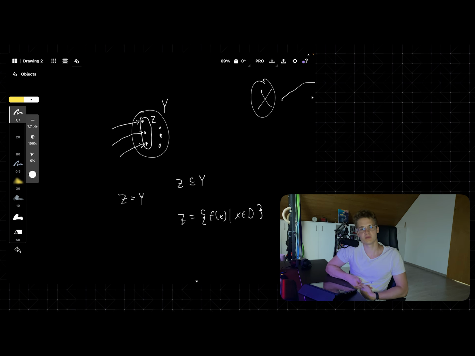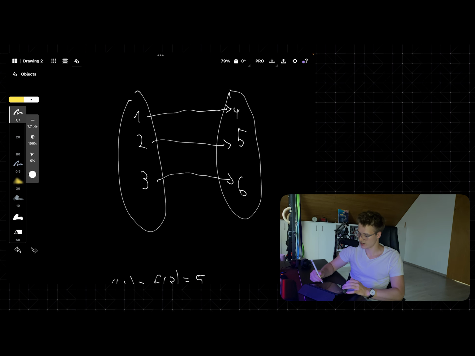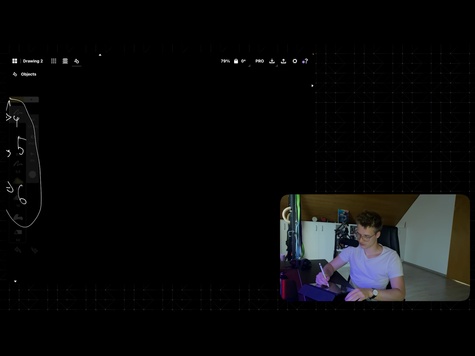And bijective means that it's both injective and surjective, so that every element in the codomain is an image of exactly one element in the domain. Okay? So it's a one-to-one correspondence. This is what bijectivity looks like. Every element on the right side has exactly one arrow pointing towards it. So injective means at most one arrow, surjective means at least one arrow, and bijective means precisely one arrow.